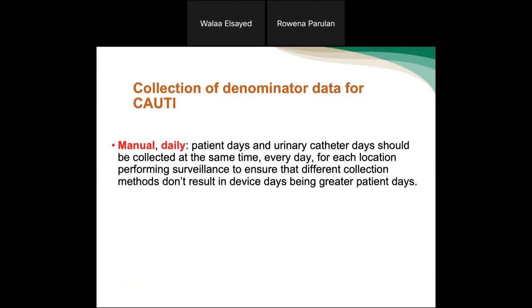Collection of the denominators. What is the denominator for CAUTI surveillance? These are the patients with catheters. All right, the denominators are the patients with catheters. It should be collected electronically, because we are doing electronic surveillance now, on a daily basis. Patient days and urinary catheter days should be collected at the same time every day. For what reason? If we are not able to do so, we might end up with more device days than patient days. And it is not possible, for example, to have 10 patient days and 20 catheter days. The patient days should be more, or if not more, equal to the device days. So it should be collected on the very same day at the same time.